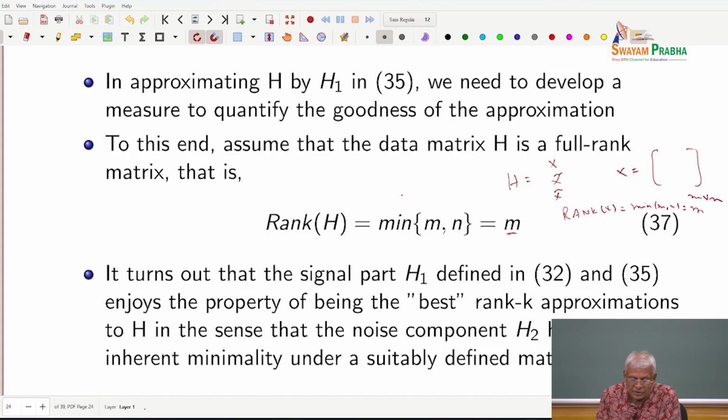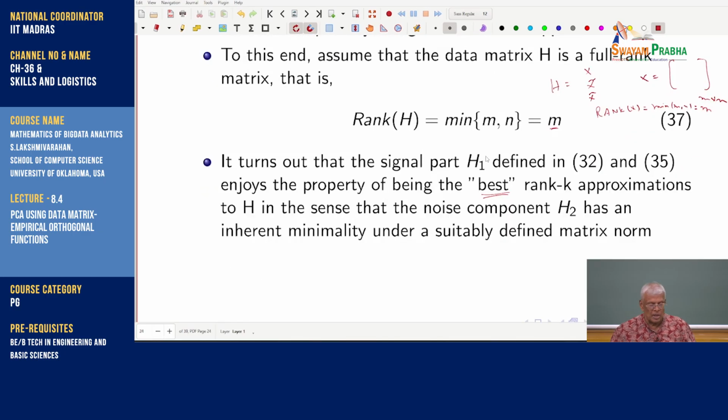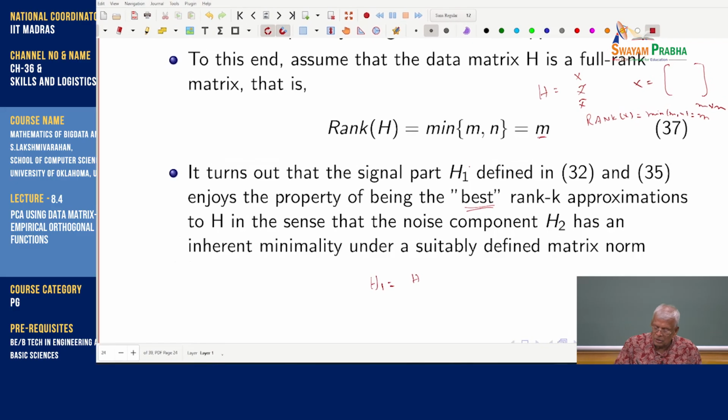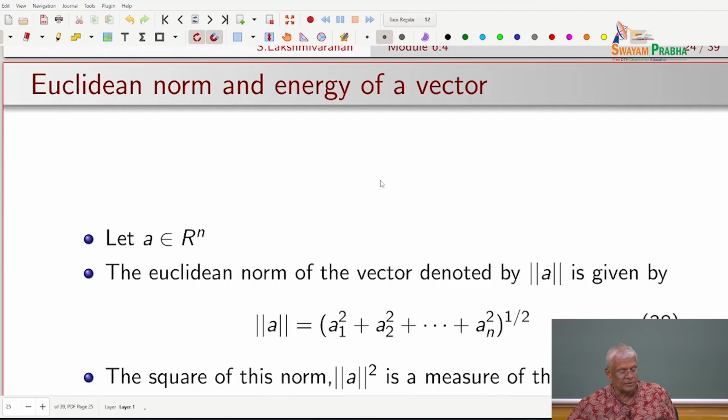So it turns out that the signal part H1, defined by 32 and 35, enjoys the property of being the best K-rank approximation to H, in the sense that the noise component H2 has inherent minimality under a suitably defined matrix norm. Therefore, H1 is equal to H minus H2, two matrices. I want to be able to measure the size of the matrix. To measure the size of the matrix, I have to use matrix norms, and that's what we are going to relate that to.